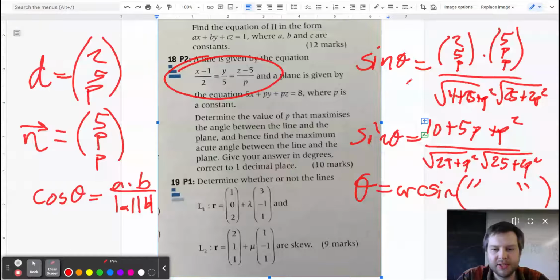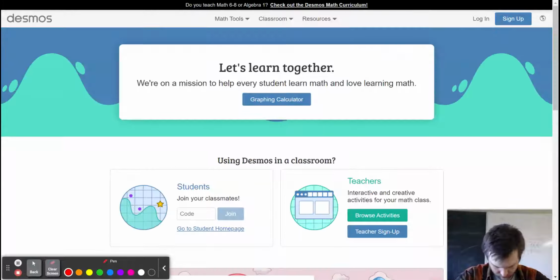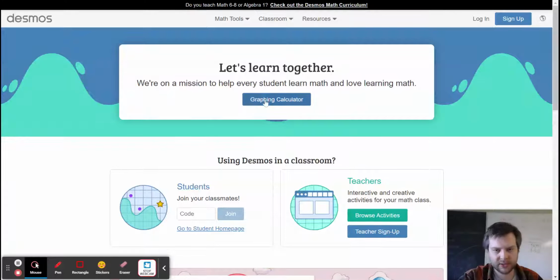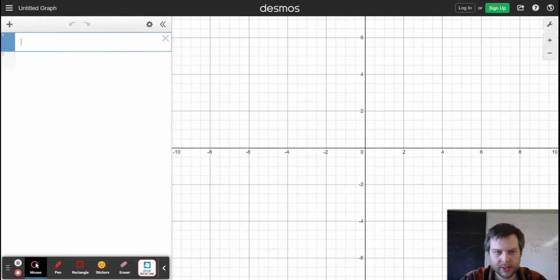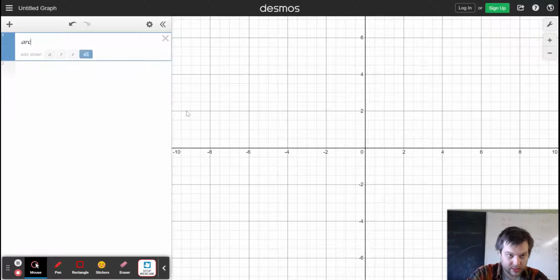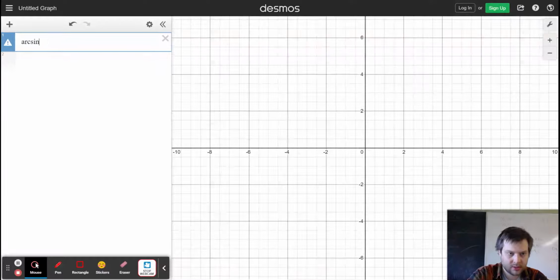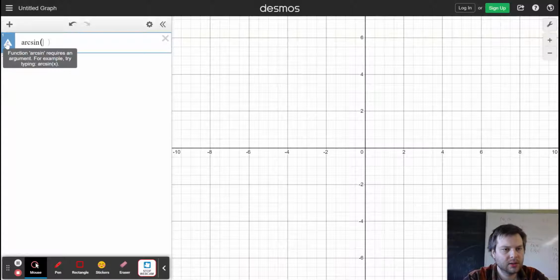I'm going to pause and I'll see you over on that side. Well, here's Desmos. So let's see how this works. You can type this in on just a regular calculator as well. But Desmos is nice on the computer. So we're going to do the arcsine of, does it not know arcsine? Yeah, requires an argument. I know that.